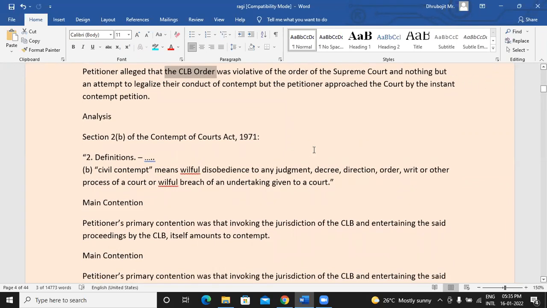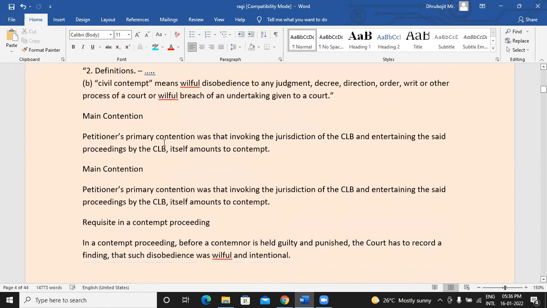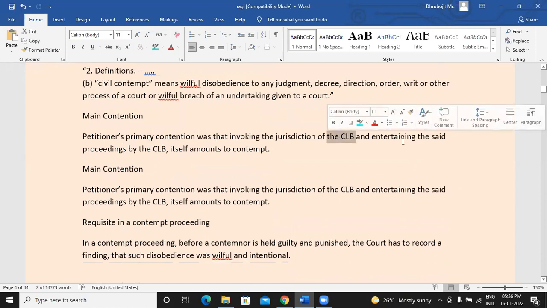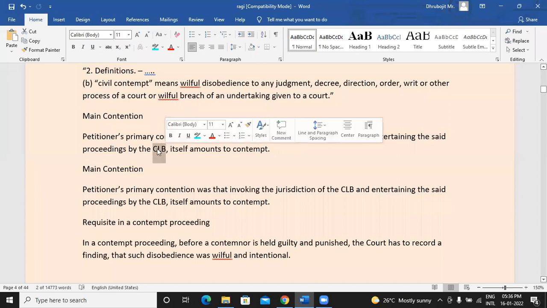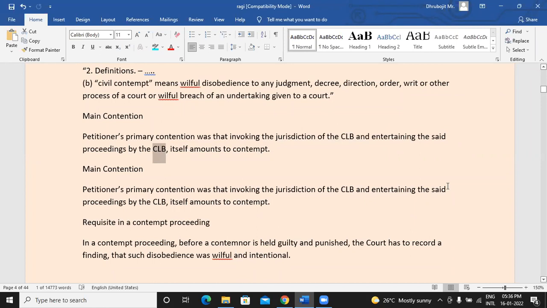Sons were not following the rules, so that falls under section 2B of the Contempt Act. Civil contempt, that is willful disobedience of a judgment. So the father mainly said that invoking jurisdiction of CLB and entertaining the said proceeding by company law board itself amounts to contempt. Why are they coming in between? They should not come in between, because there is already a consent order, and that consent order should be followed by all the parties.